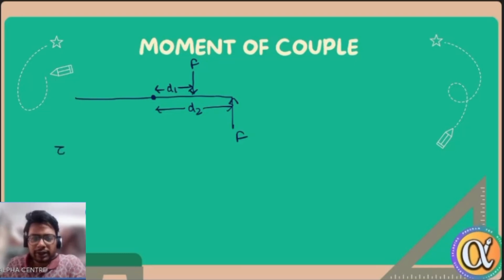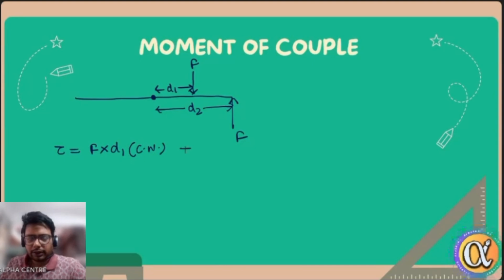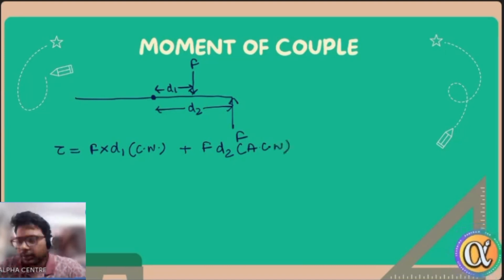Let's try to calculate the total turning effect because of the two forces. The turning effect due to the first force is F into D1. Is this clockwise or anti-clockwise? Clockwise. Okay, and the other is FD2. This is anti-clockwise. In this case, the two torques or turning effects have opposite directions.